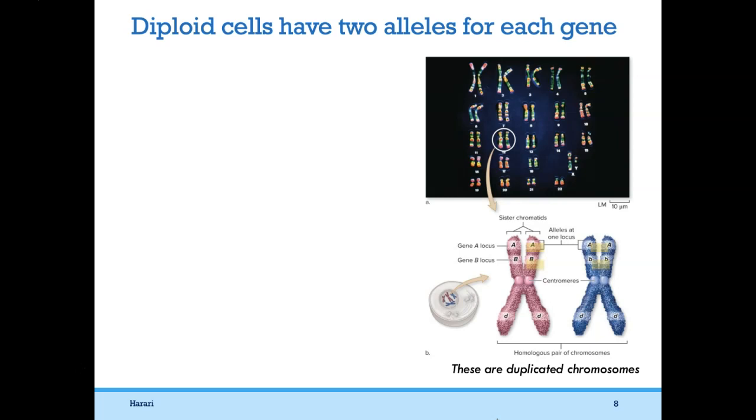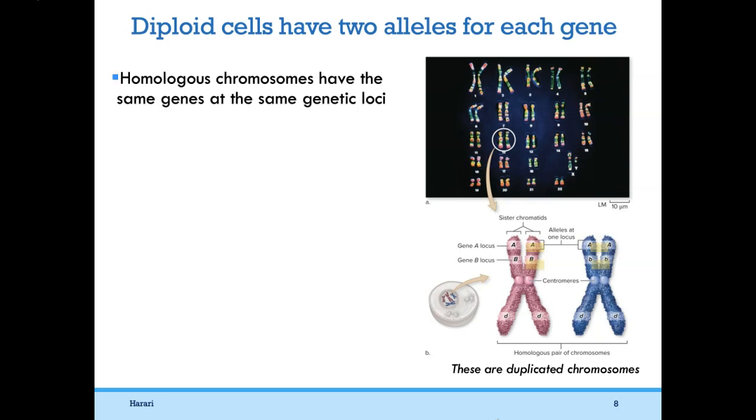So just to review, we said that diploid cells have 2 alleles for each gene, and those are at the same genetic loci. Loci is plural for locus. So here we have duplicated homologous chromosomes. This is a homologous pair of chromosomes. One came from dad, one came from mom. And again, homologous chromosomes have the same genes at the same loci. So here's the gene A locus. Both mom and dad are going to give the big A allele for gene A.